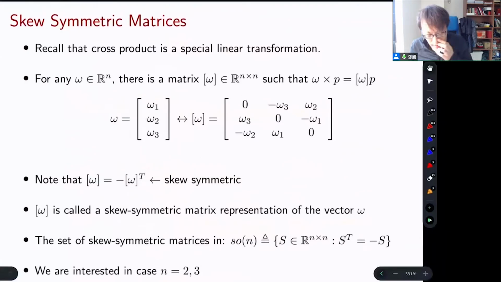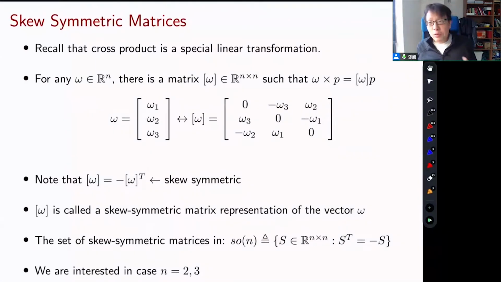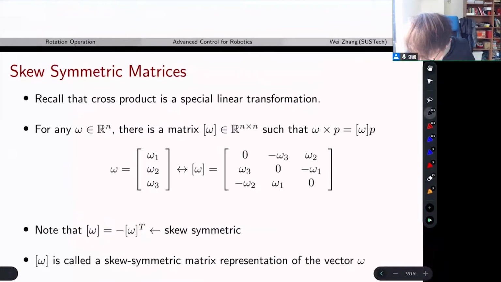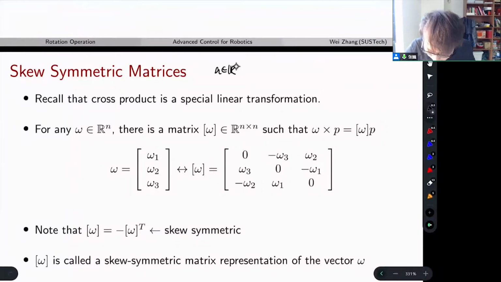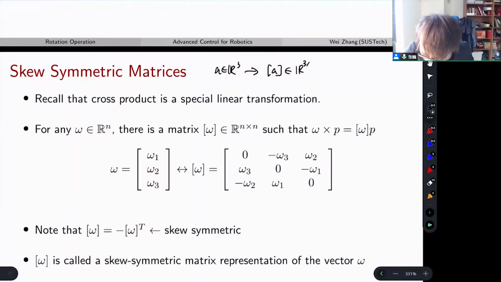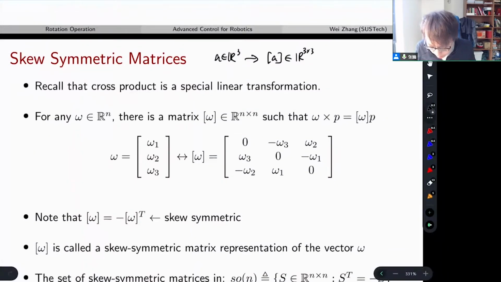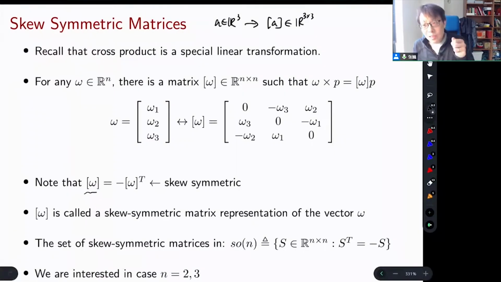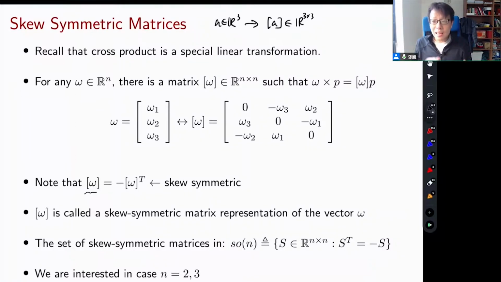Before we start, let's briefly recall skew symmetric matrices. As I mentioned before, given any vector in R3, you can construct a skew symmetric matrix. In this class, we will use this square bracket to represent this matrix. This matrix is 3 by 3. It has several properties. The first very important property is that if you take the transpose of this matrix, you get the negative of itself. It's not symmetric, but it's skew symmetric.